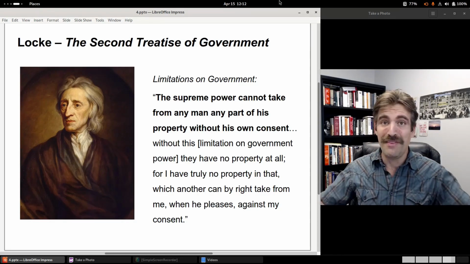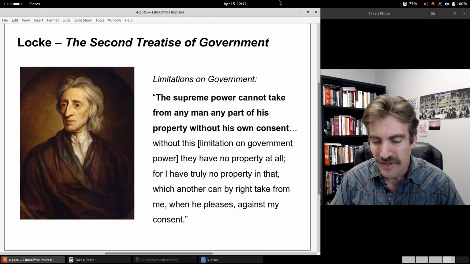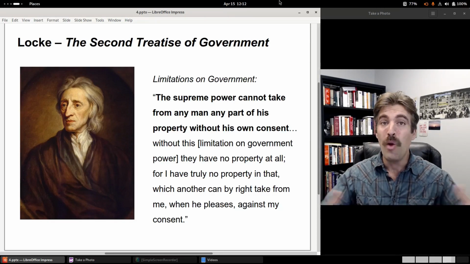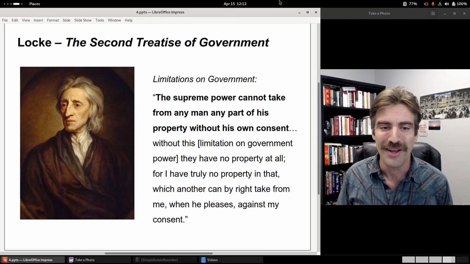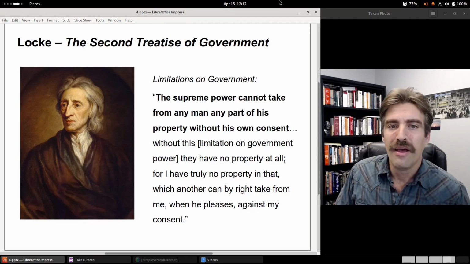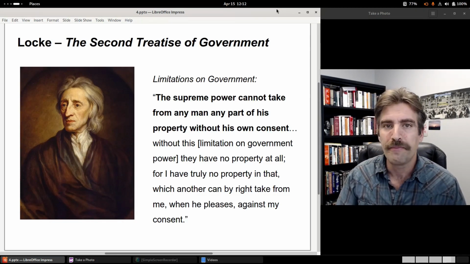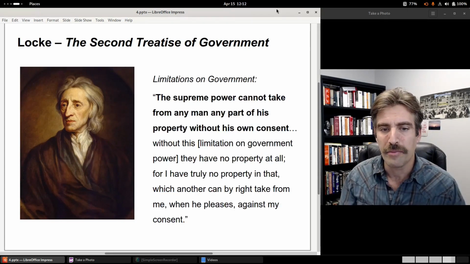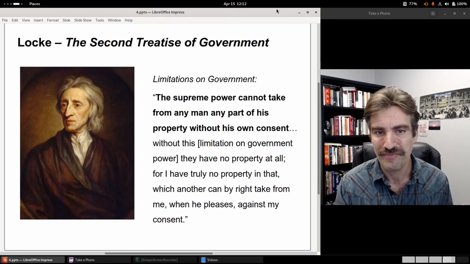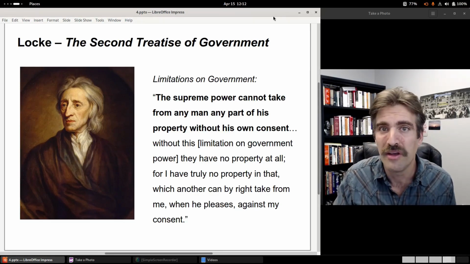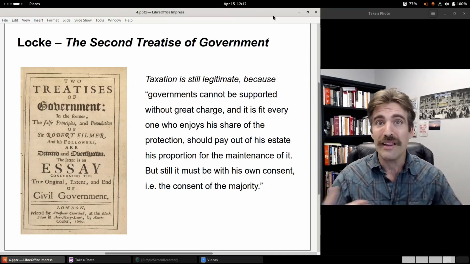If the legislative, the parliament or Congress, can simply at will take my property, then I have no property at that point. And then it becomes tyranny, governed by the arbitrary will of this despotic government. Now, what does this mean for taxation? Does this mean that taxation is theft, as the libertarians like to say? No. Taxation is not theft. Taxation is legitimate.